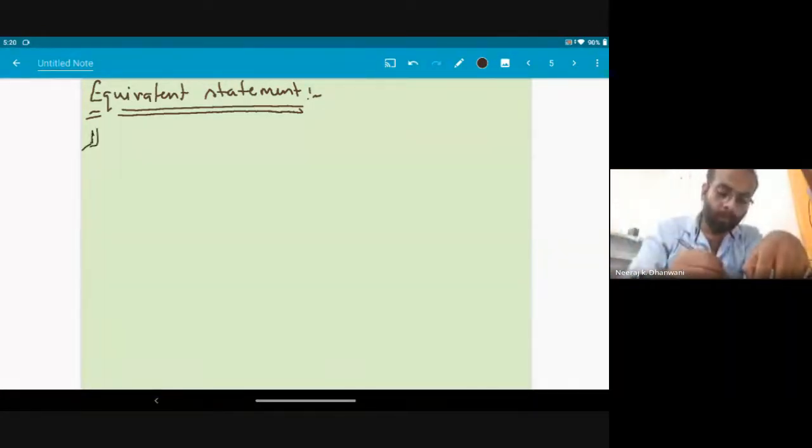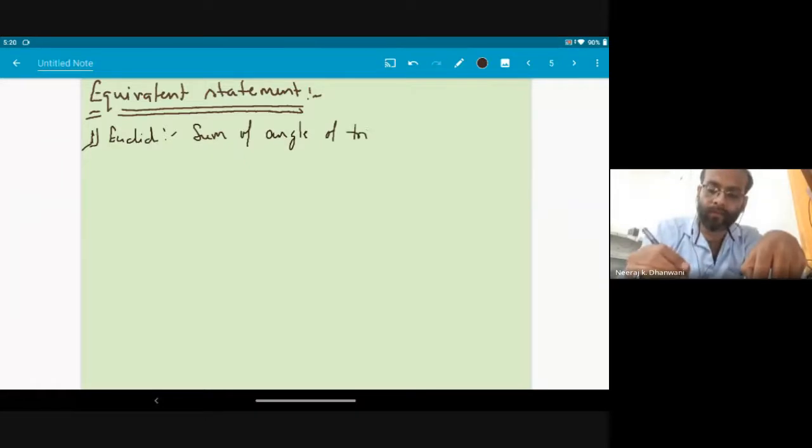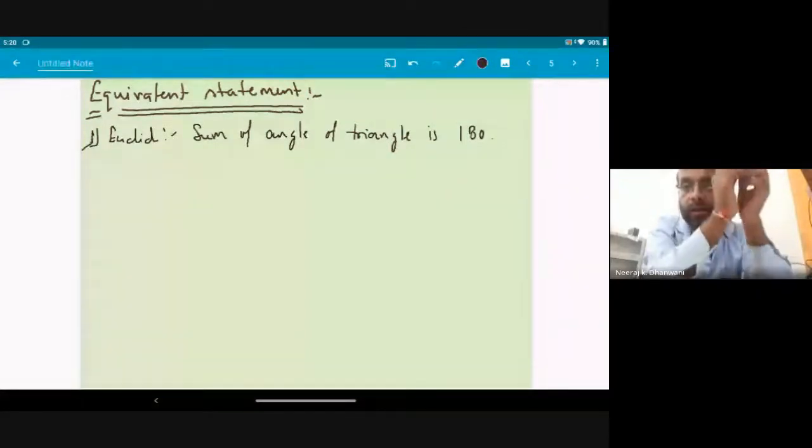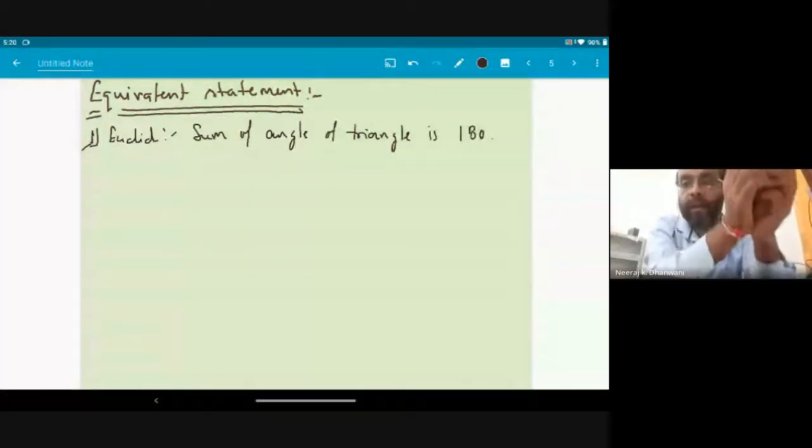This one which Euclid himself gives: the sum of angles of a triangle is 180 degrees. This was the first equivalent statement of this postulate, that whenever you have a triangle, its angle sum should be 180 degrees.